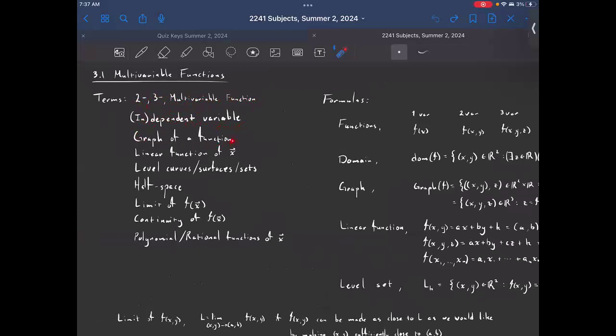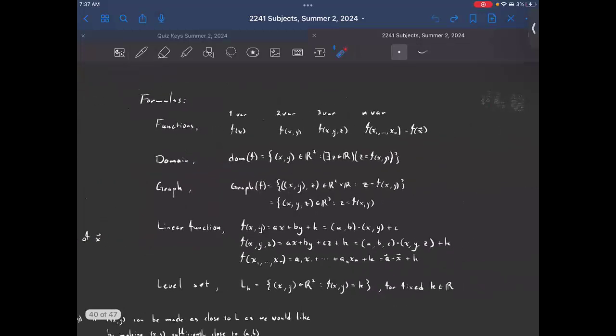We'll cover the graph of a function. That'll be used once in a while. Linear functions of the vector x now. Level curves, surfaces, and sets. And we'll see what those are later. A half space, limits of multivariable functions, what it means for them to be continuous, and polynomial and rational functions of a vector.